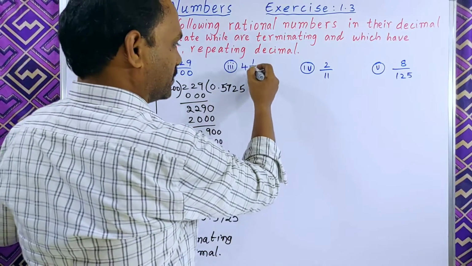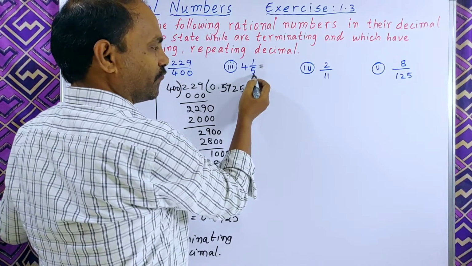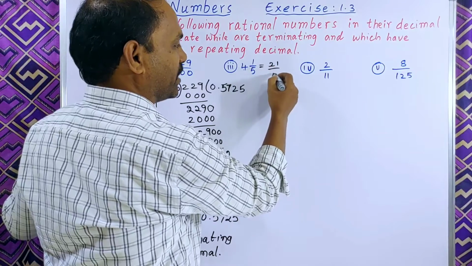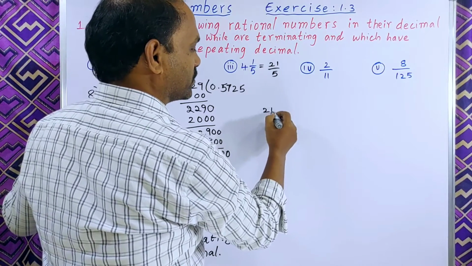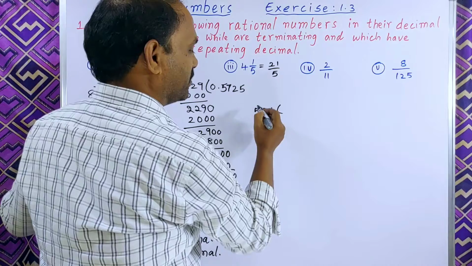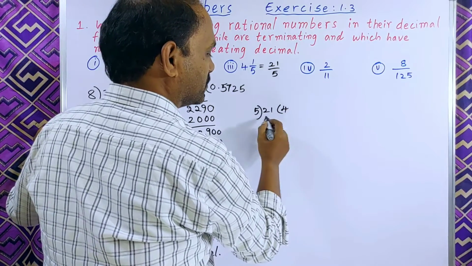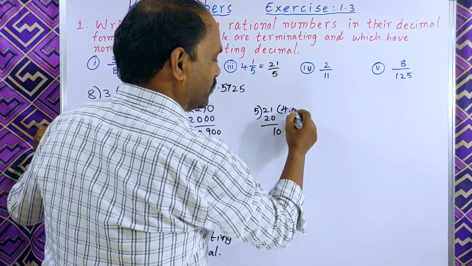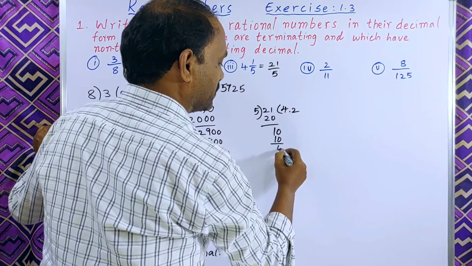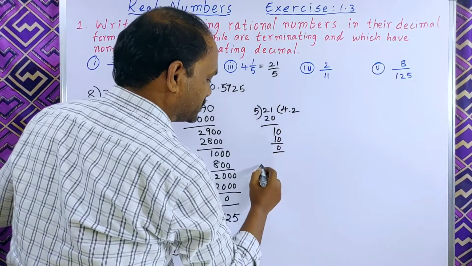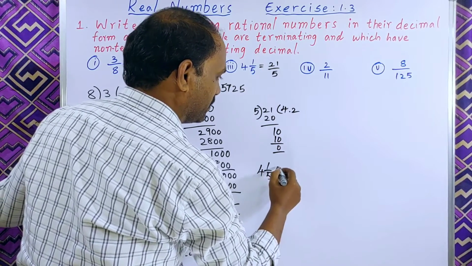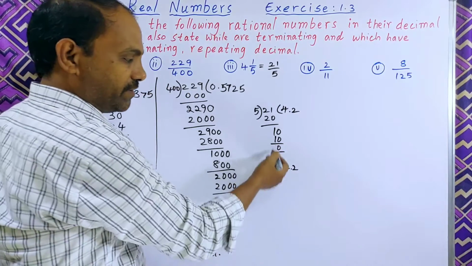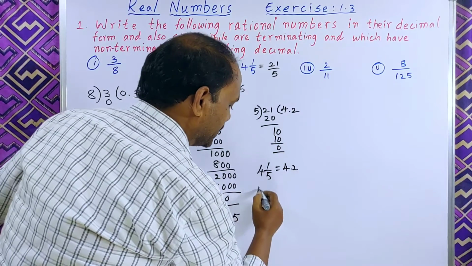Now check this one. How can we write this one? 5 4s are 20, 21. So 21 by 5. Let us check 21 divided by 5. 5 4s are 20, remainder 1, then 1.0, 5 2s are 10. So we can write this as 4.2. Here also the remainder is 0, so this one is a terminating decimal.